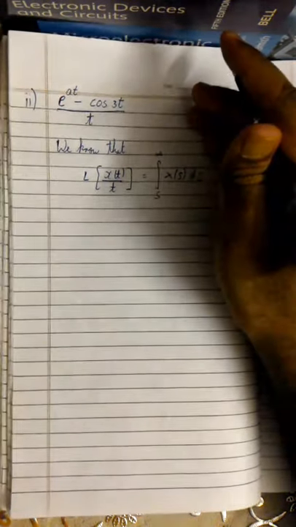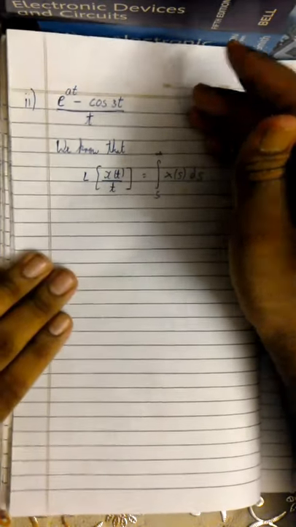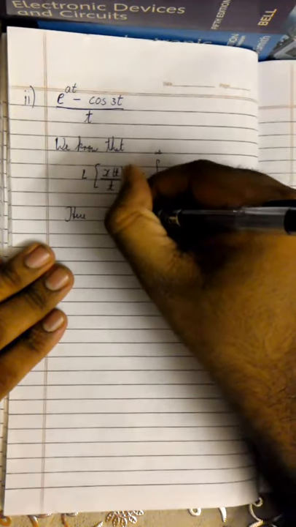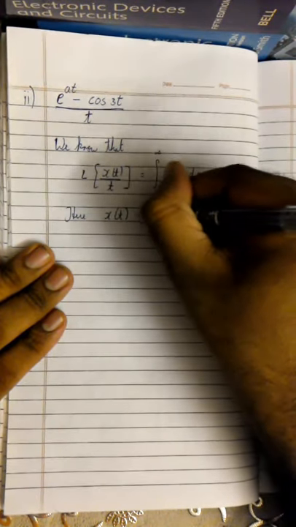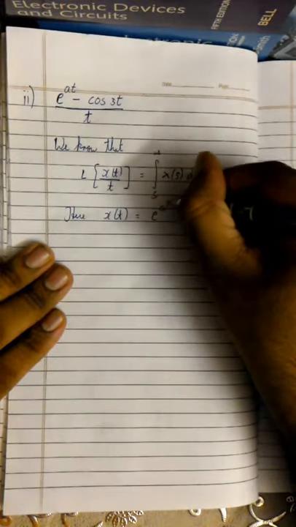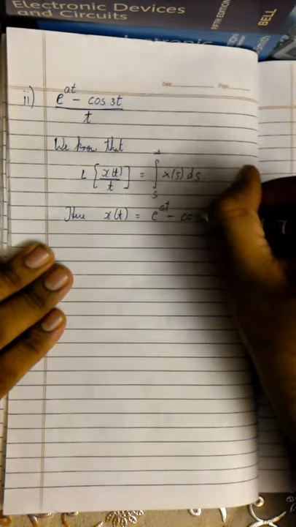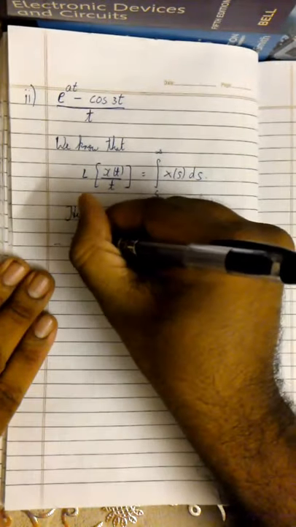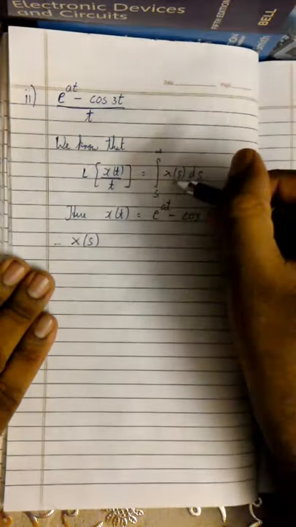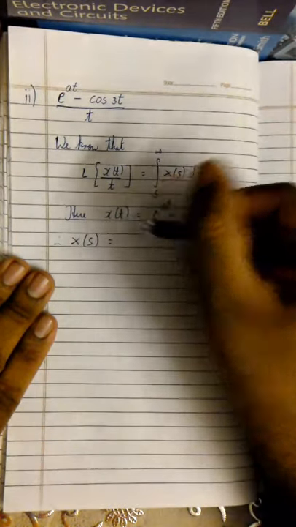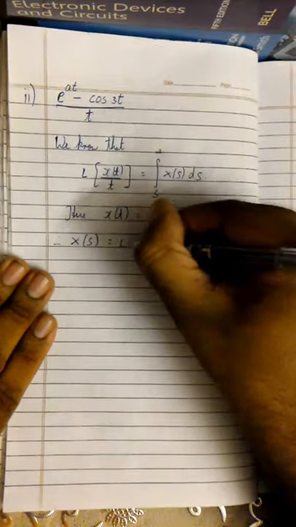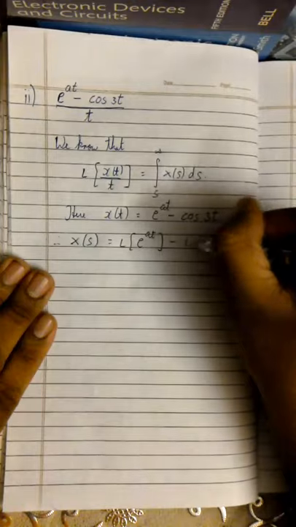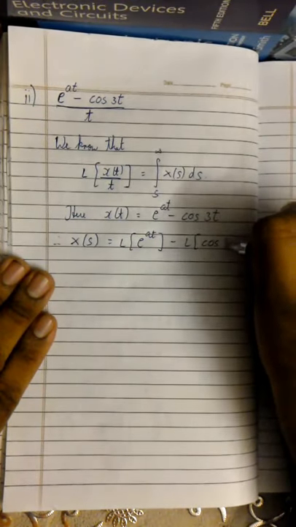Here my x of t is e raised to at minus cos 3t. Therefore, the x of s that we require is the Laplace transform of this, that is, the Laplace transform of e raised to at minus the Laplace transform of cos 3t.